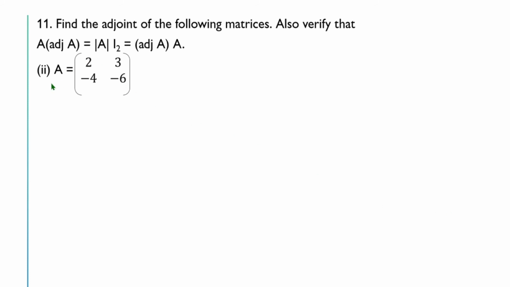The next question, A is equal to [2, 3; -4, -6]. So we will find adjoint of A. For adjoint of A, interchange the diagonal elements and change the sign of the remaining elements.